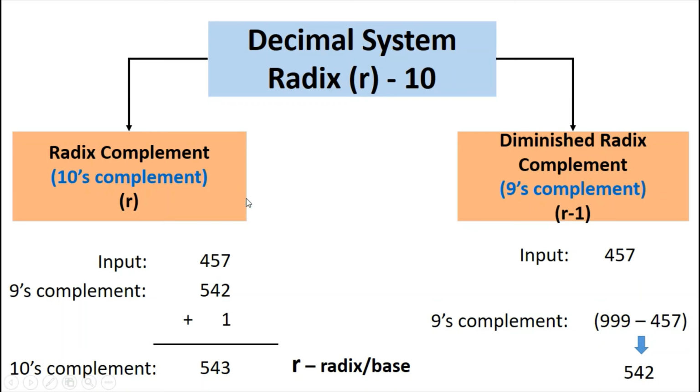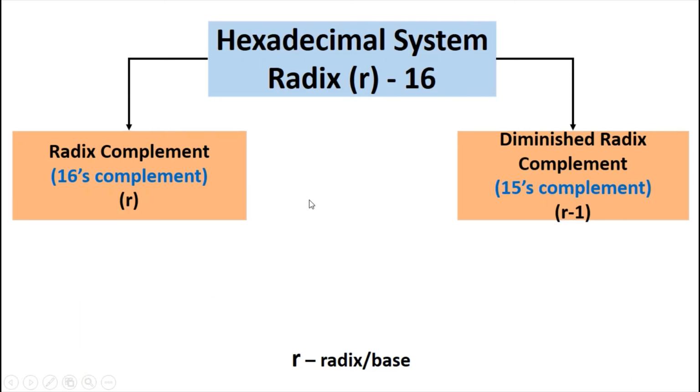Okay, we now change to another number system, that is the hexadecimal number system. In the hexadecimal number system, r minus 1, that is the 15th complement, is called the diminished radix complement, and the r value is 16. So the 16th complement is our radix complement. We consider the same number 457 as input.